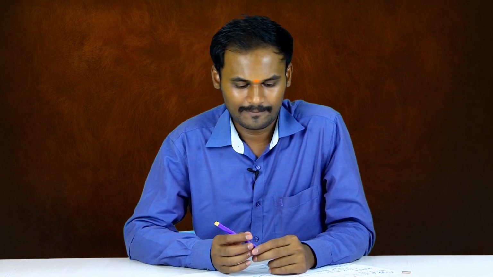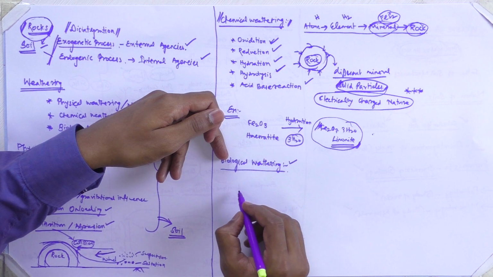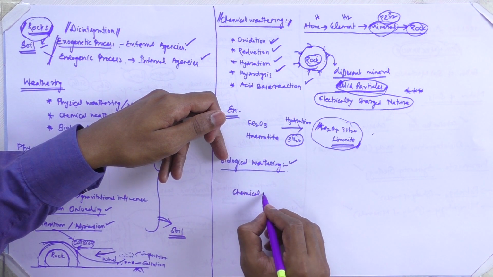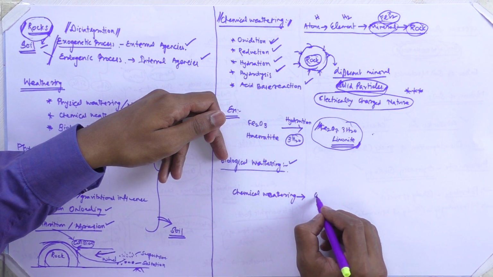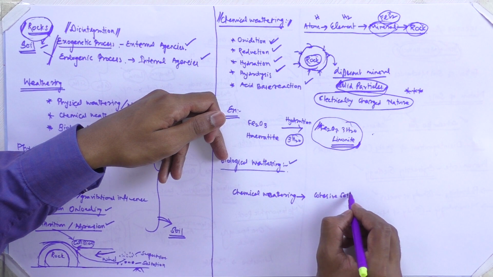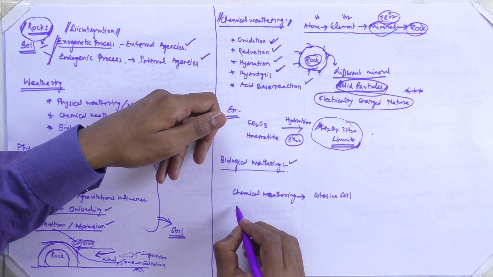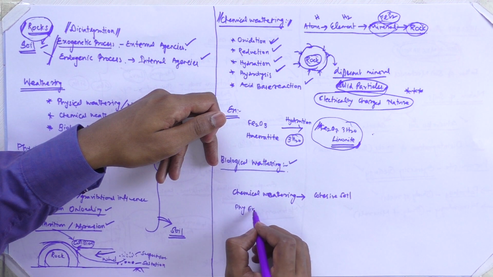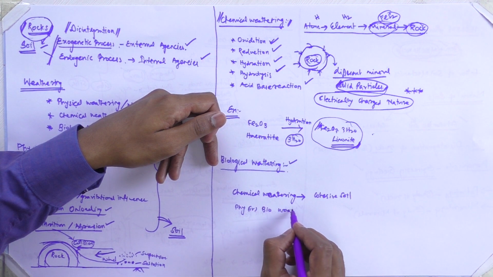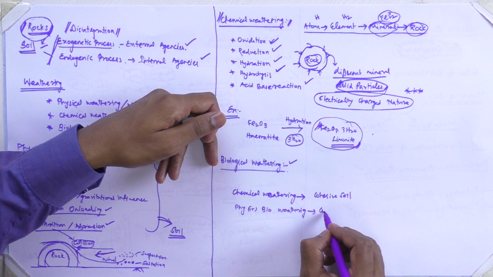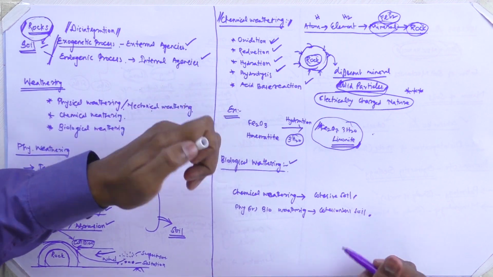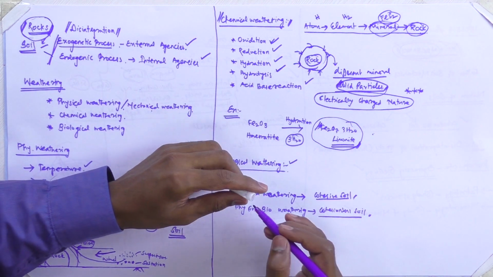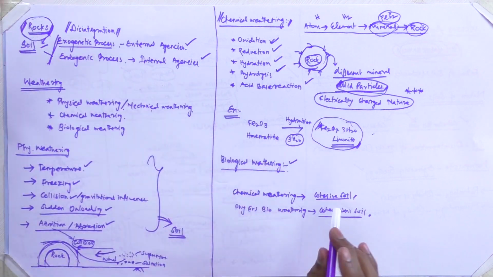We have covered physical weathering and chemical weathering in detail. At the end, chemical weathering produces cohesive soil. Physical or biological weathering will produce cohesive soil. This is a major part we are going to look into.